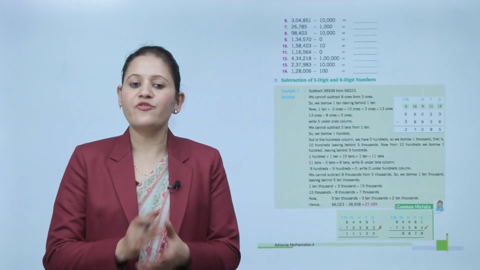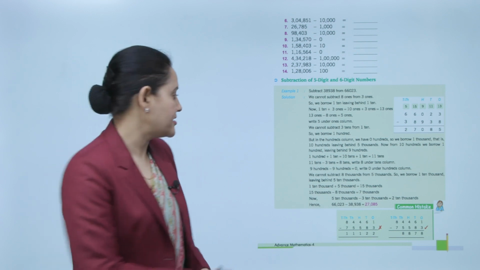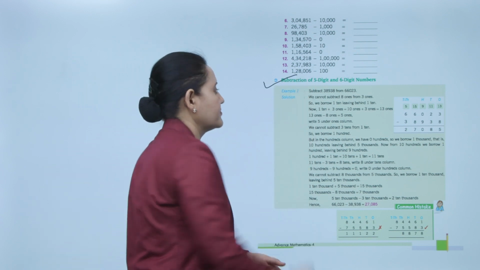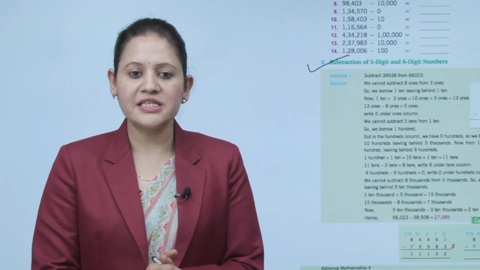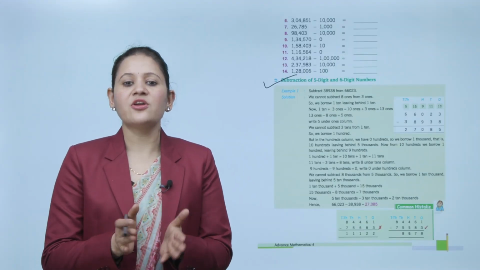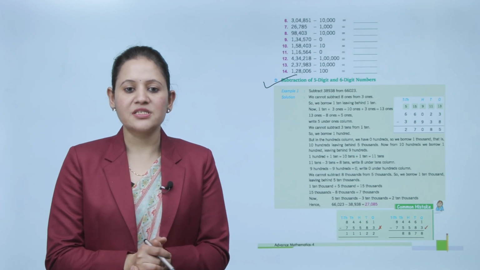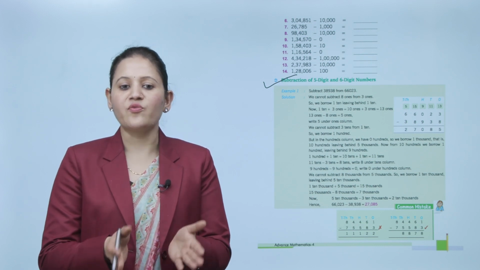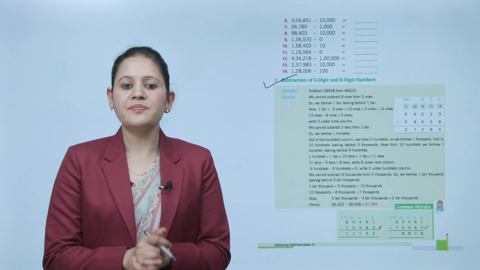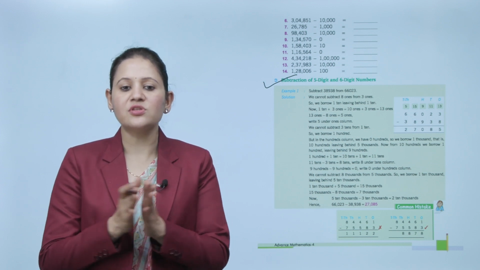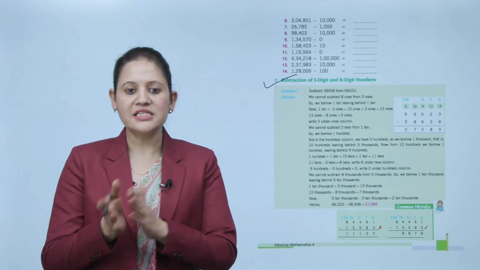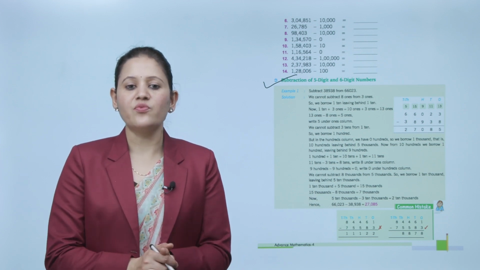Next is subtraction of 5-digit and 6-digit numbers. Now we'll take an example. We have to subtract these numbers. Solution. We cannot subtract 8 ones from 3 ones. So we will borrow 1 ten, leaving behind 0 tens. Now 10 ones plus 3 ones is equal to 13 ones. 13 ones minus 8 ones is equal to 5 ones.